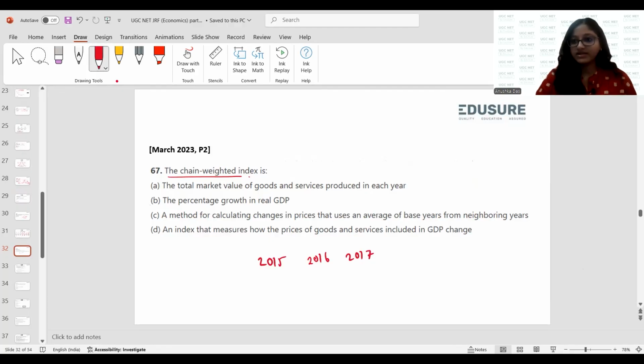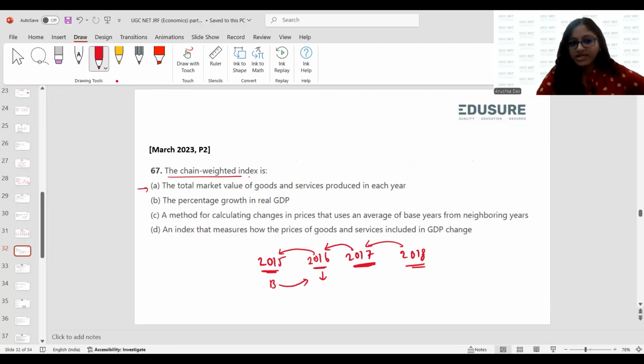2015, 2016, 2017. Suppose 2015 is the base year. When you find the index number for 2016, you will take 2015 as the base. But when you find the index number for 2017, you will take 2016 as your base, not 2015, right? So the base here is changed from this to this. For 2018, you will take 2017 as your base and not the previous. So that is why it is a chain index. The base year is also changing gradually, it's not fixed in nature. So what will be the answer?